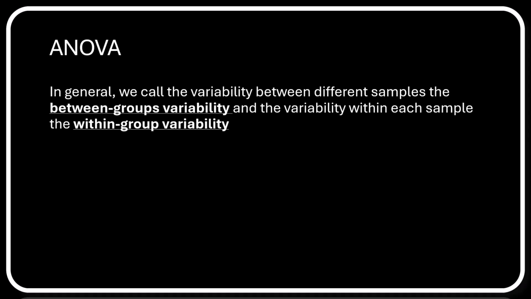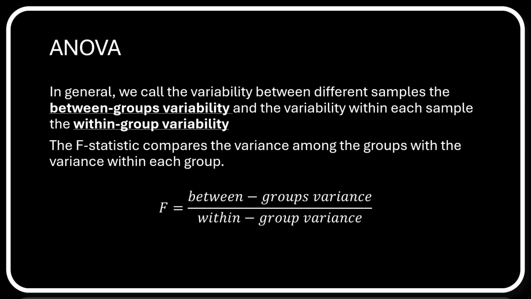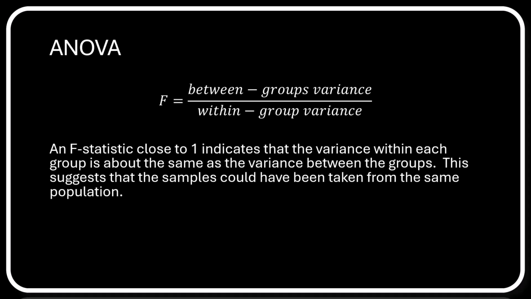In general, we call the variability between different samples the between groups variability, and the variability within each sample the within group variability. The F statistic compares the variance among the groups with the variance within each group. So the F statistic is the ratio between these two variances. F equals the between groups variance divided by the within groups variance.